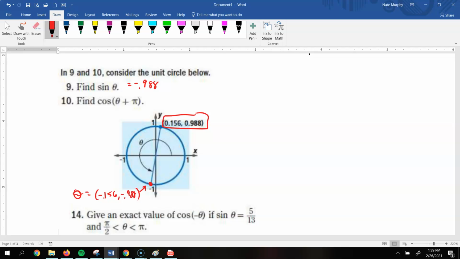So when it says find the cosine of theta plus pi, well, that's referring to your half-turn theorem. And so we'd be going from this location and rotating it half a turn. Well, that brings us back to this coordinate that they gave us originally. So the cosine of that would be the 0.156.